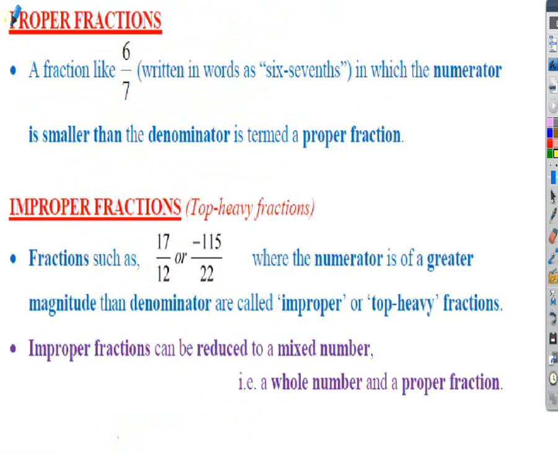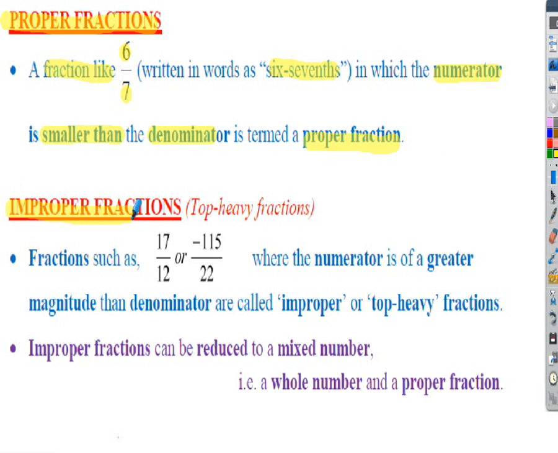We've got some more terminology here. Proper fractions. A fraction such as 6 divided by 7, or 6/7, in which the numerator is smaller than the denominator, that's termed a proper fraction. So any fraction that has its numerator smaller in value than the denominator is called a proper fraction.